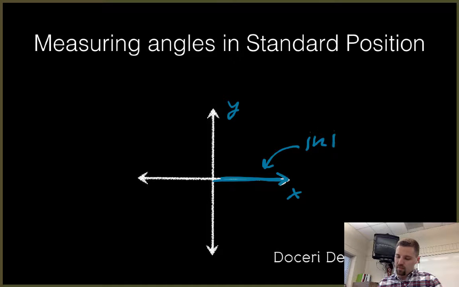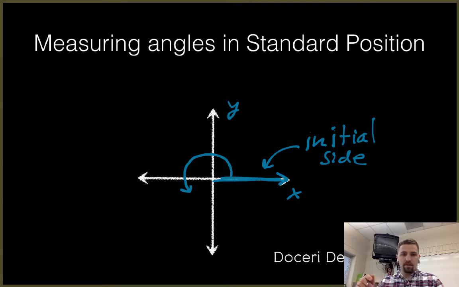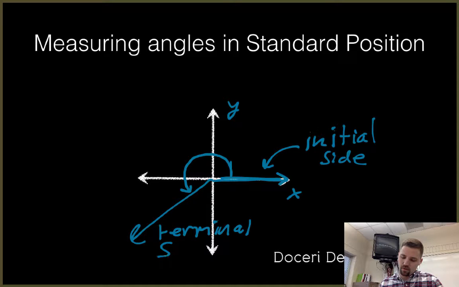Initial means that's where the angle starts. Initial side, okay? And the angle goes counterclockwise until it hits the terminal side. The terminal side could be anywhere in the circle as you go around. It could land anywhere. We'll just put one here as an example. The side where the angle ends is called the terminal side. And that's how we measure angles.